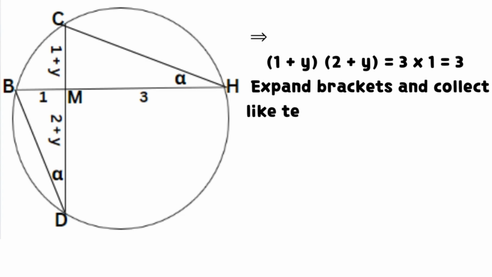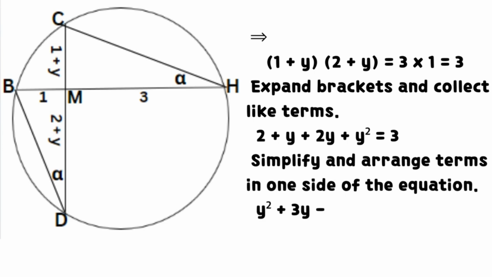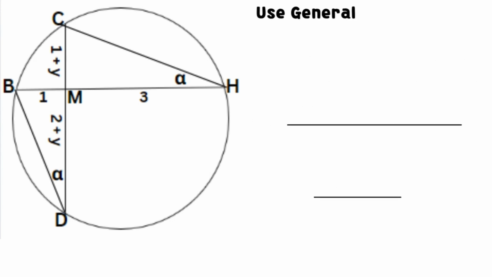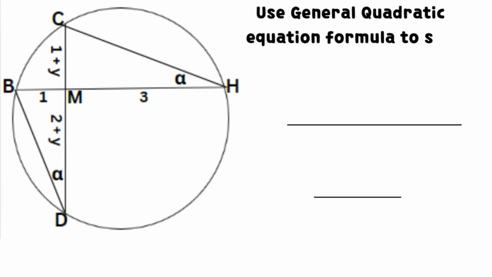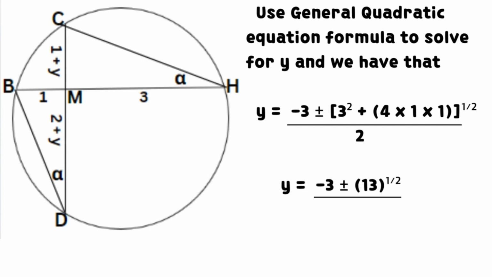Expand brackets and collect like terms. We have that the sum of 2 and y and 2 times y and the square of y equals 3. Simplify and arrange terms on one side of the equation, and we have that y squared plus 3 times y minus 1 equals 0. Use the general quadratic equation formula to solve for y, and we have that y equals negative 3 plus or minus the square root of 3 squared plus 4 times 1, all divided by 2 times 1. Simplify and we have that y equals negative 3 plus or minus the square root of 13, all divided by 2.